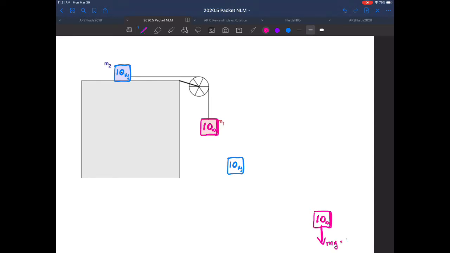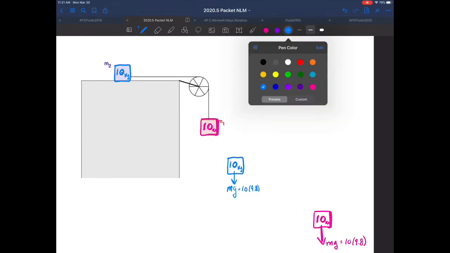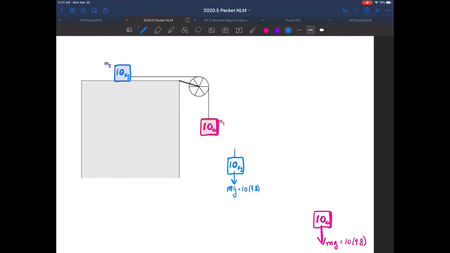Mass times gravity, 10 times 9.8. Now let's think about the other forces that act on our two objects. The 10 is on the table, so that will provide a normal force up. This normal force up is going to be equal to the downward force of gravity, 10 times 9.8, or 98 newtons. That's because this block is not accelerating up or down. It's sliding along the table, right and left.